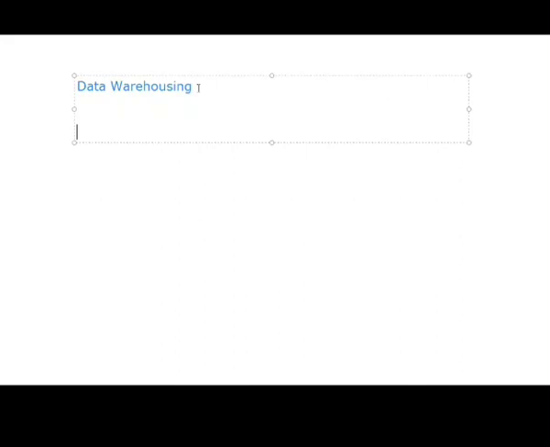Let us start with the third chapter in the third module, data warehouse. What is data warehousing?